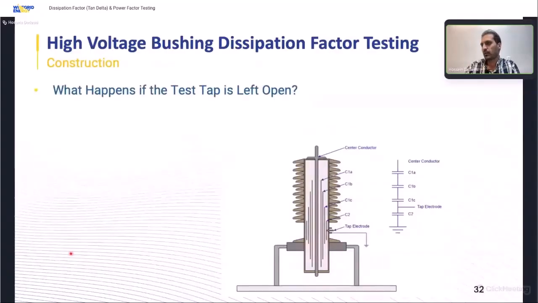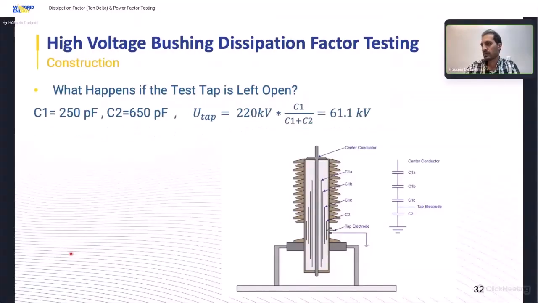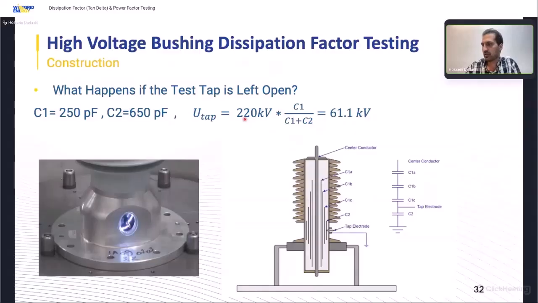Okay, what will happen if we leave the test tab open? Assume that we have a bushing where C1 is 250 picofarad, C2 is 650 picofarad, and the rated voltage of the grid is 220 kV. If we leave the tab open and we energize the bushing, we will have 61.1 kV on the test tab. So the test tab cannot withstand this voltage.